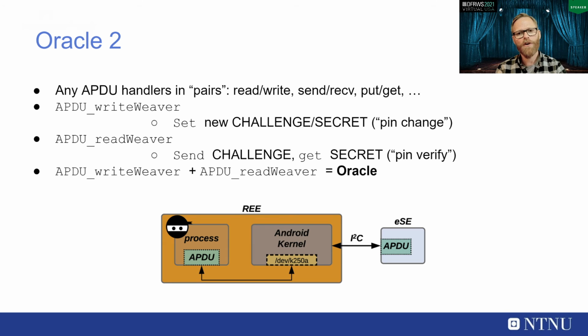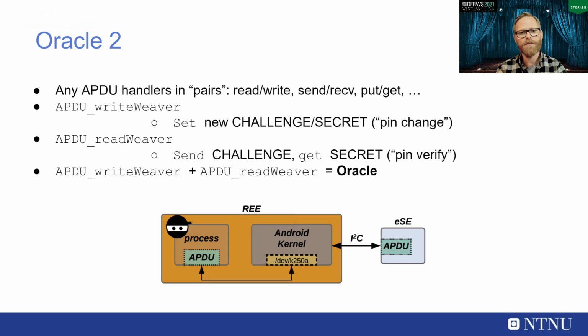Oracle 2 is a bit harder to locate, but if you look for APDU handlers that work in pairs, like they work on the same type of data, like any put or get or any send and receive type of functions, then you can be lucky to find such an oracle that will leak more data back from the secure element than it was supposed to. We found one such oracle by combining the APDU write Weaver and the APDU read Weaver functions, which are handlers running on the secure element chip. These are just my names for these, and they work on the same type of data.